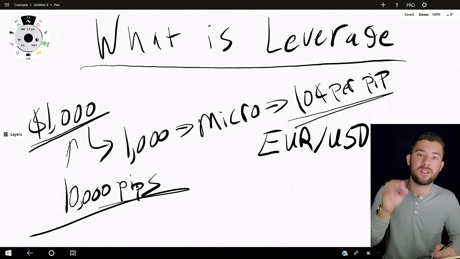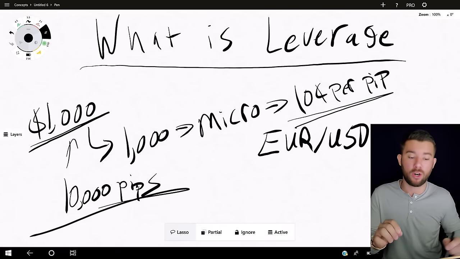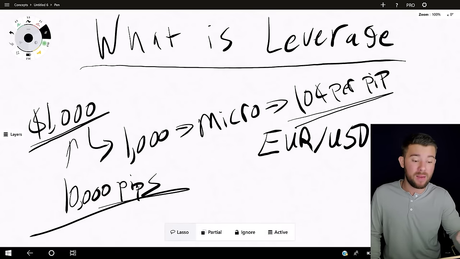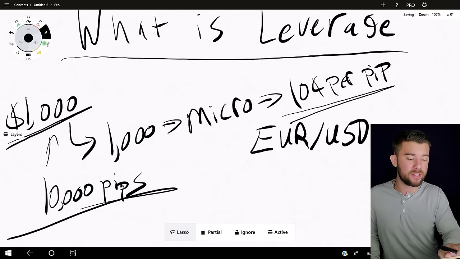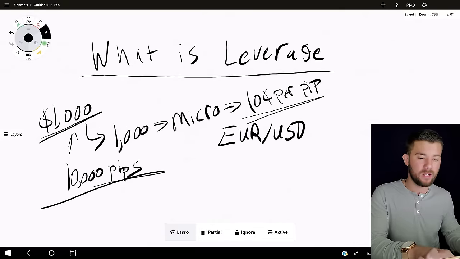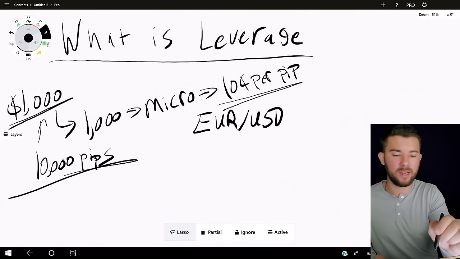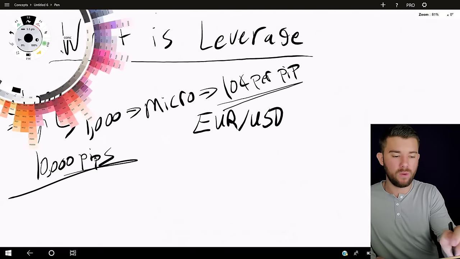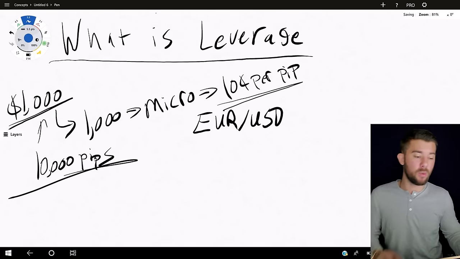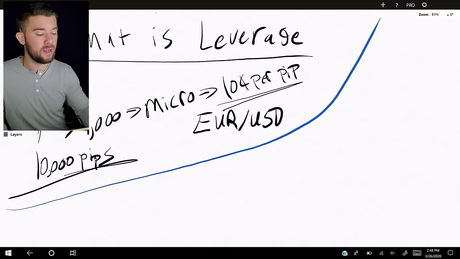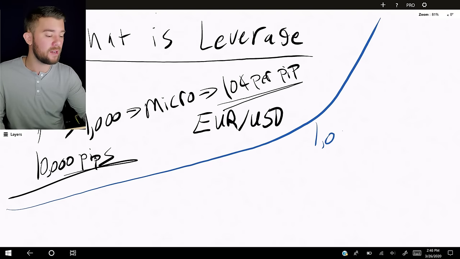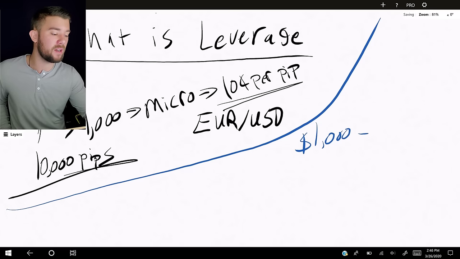Here's where leverage actually can really hurt you, because let's take this same $1,000, and we'll actually keep all of this on the screen. Sorry if it gets a little messy here, guys. I'll color this a different color to make it a little bit easier. Let's go with blue. So we have this $1,000 account, but now you have your $1,000 account with a 50 to 1 leverage, which means you have $50,000 in buying power.